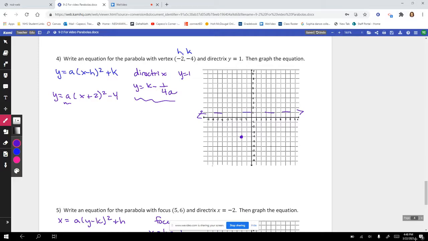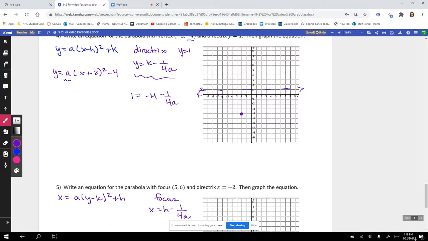So I know my y value is 1, in my directrix, we have that already. I know my k value here is -4. And then I have minus 1/4a. All right, so I'm going to add 4 to both sides, and I have 5 is equal to -1/4a. I'm going to multiply both sides by 4a, just some algebra now, and I have 20a is equal to -1. So a is going to equal -1/20.